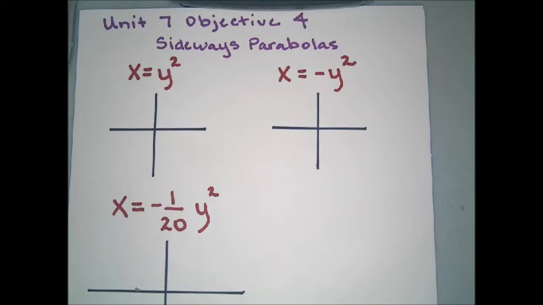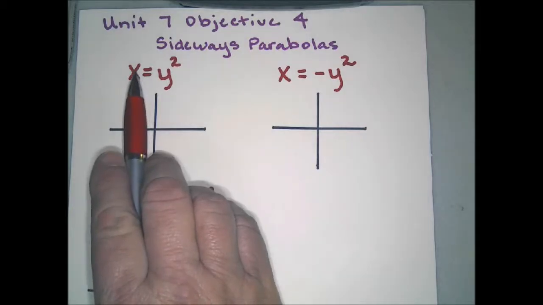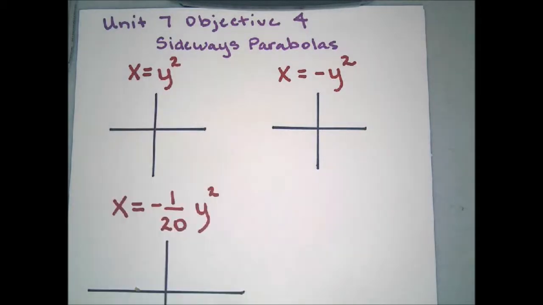And you can tell that by the equation. When x is the variable that goes to the first power and y is the variable that's being squared, that's when you know the parabola is either going to go to the left or to the right. It's what we call a sideways parabola.